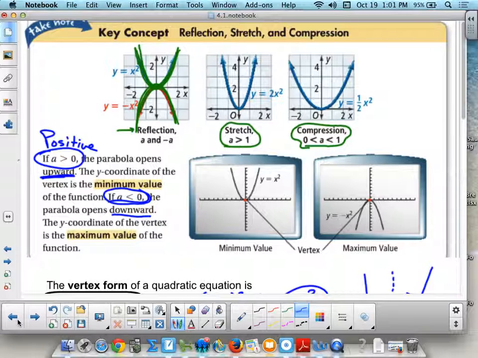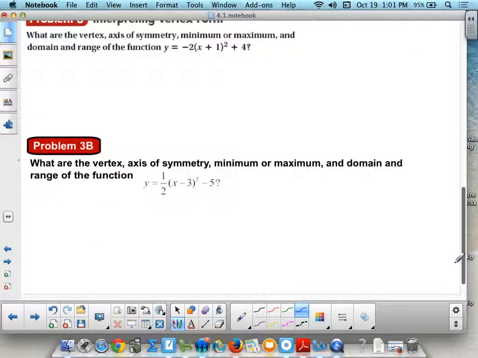Is this the slide I'm on? Yeah. Okay, all right, we're almost done. We have 2 problems left and then we're done. 2 minutes? Yep. Oh, we're good. And I might not finish this one, but we'll get this one done. All right, what are the vertex, axis of symmetry, minimum, maximum, domain, and range?